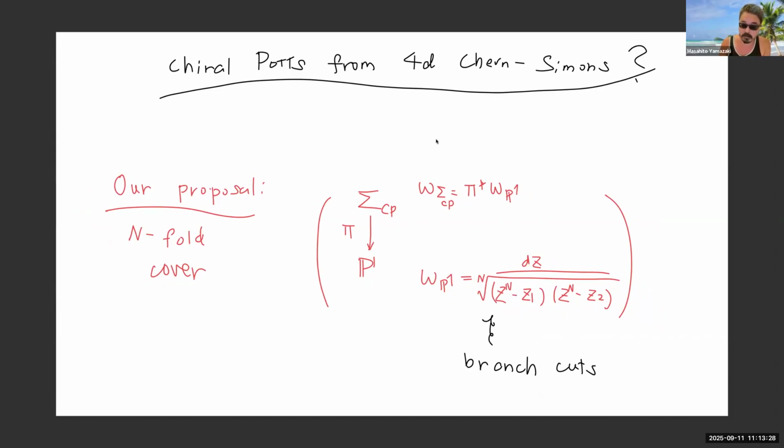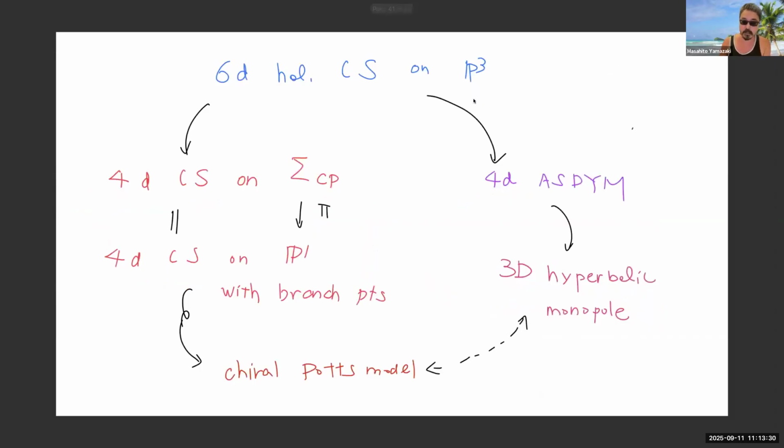Now, not everything is worked out, but this sounds like a plausible story. So in the end, we can now close the circle. We start with 6D holomorphic Chern-Simons, go to 4D Chern-Simons on the Chiral Potts spectral curve, which is an n-fold cover of P1. And then since we get the Chiral Potts model, that gives a conceptual explanation of why there is any connection to the 3D hyperbolic monopole.